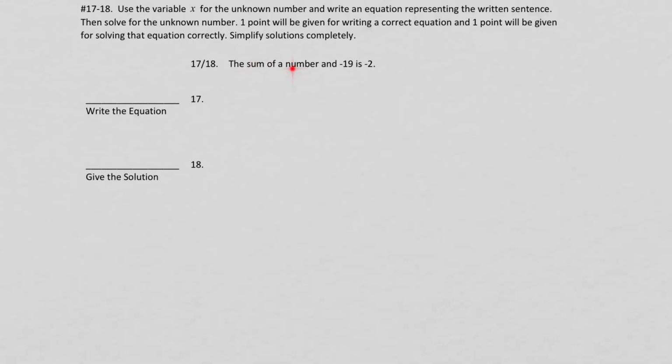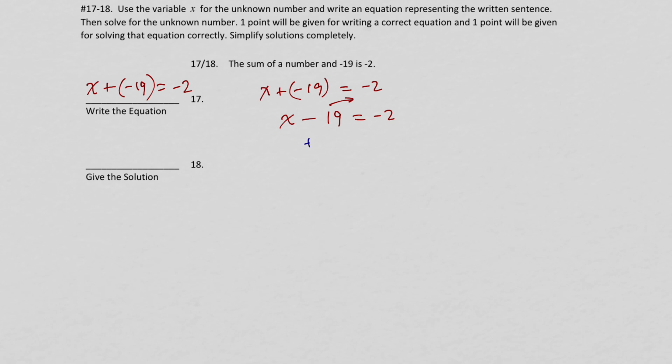The sum of a number and negative 19, so let's do it here. X plus negative 19 is negative 2. So that's like this. Now to bring the negative 19 over, we add 19 to each side. And we're going to get x is equal to 17.